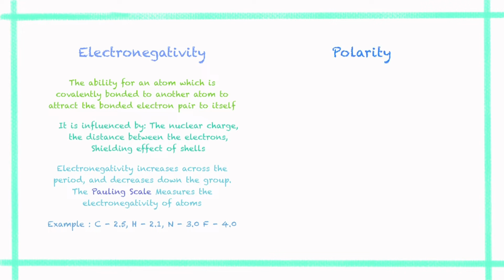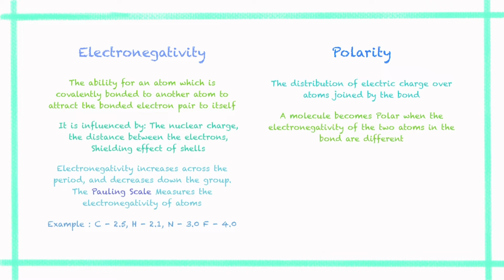Polarity is another concept that arises due to electronegativity. It is defined by the distribution of electric charge over atoms joined by the bond. The more polar a molecule is, the more unevenly the electric charge is distributed within the molecule. A molecule becomes polar when the two atoms in the bond exert a different amount of attraction on the electrons in the bond. This results in the electrons being closer to one of the atoms, making the charge distribution uneven.